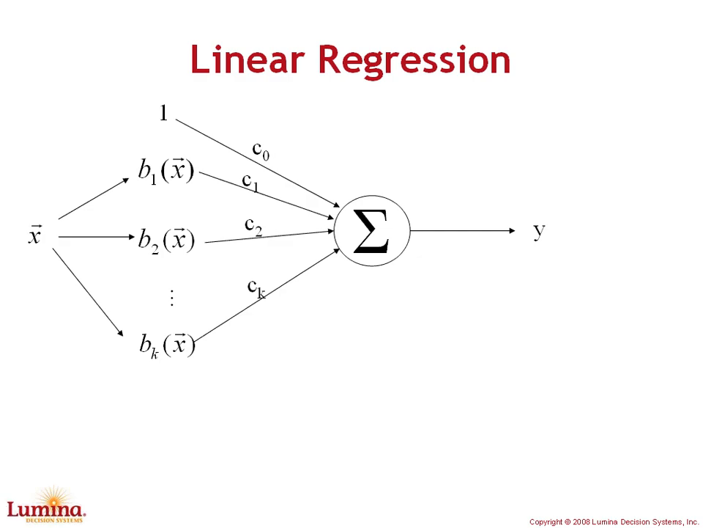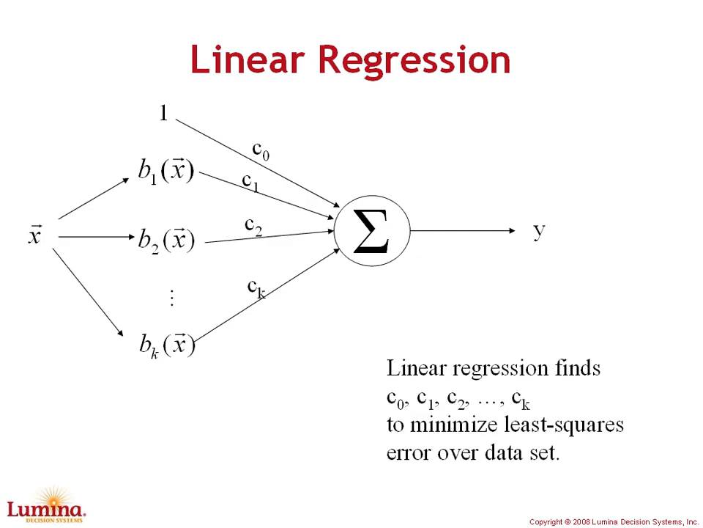Now, in linear regression, we run an algorithm that finds the minimum least squares error. So you find the coefficients, C0 through CK, that minimize the least squared error between your predicted Y for each of your input data points and your observed classification, or your observed output. Okay. Now let's compare this to logistic regression.